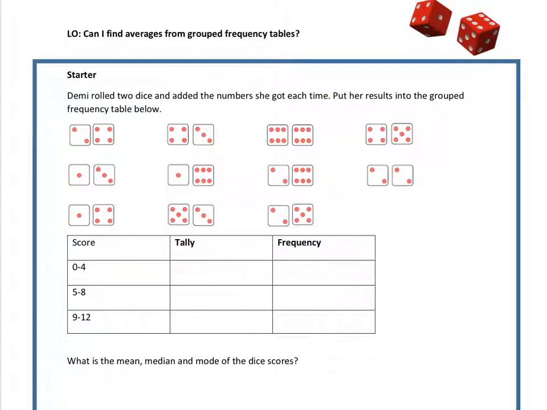In this video we're going to be finding averages from group frequency tables. Our starter is: Demi rolled 2 dice and added the numbers she got each time. Put her results into the group frequency table below. I'd like you to try that and then find the mean, the median and the mode of the dice scores as well.